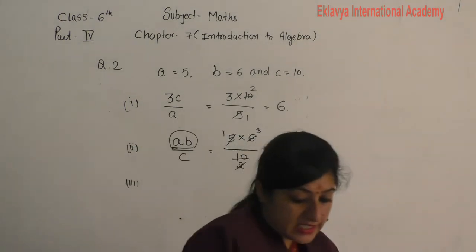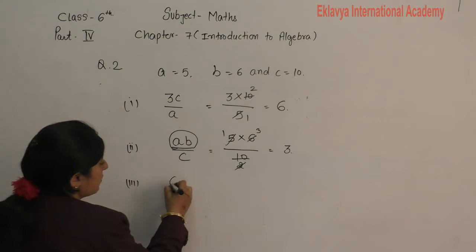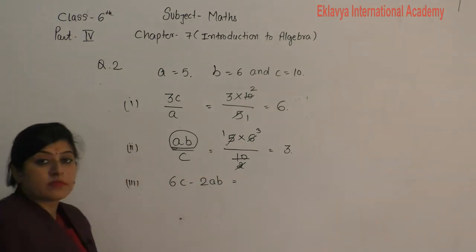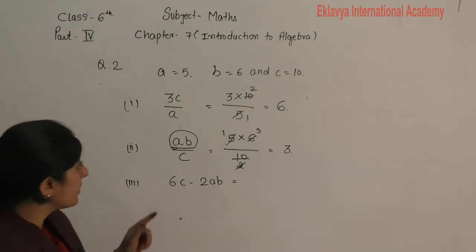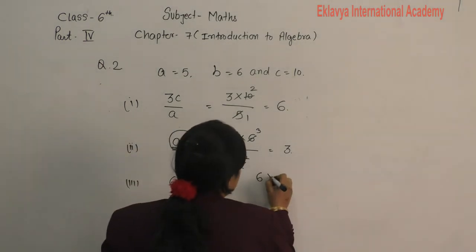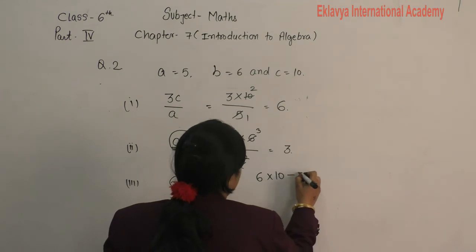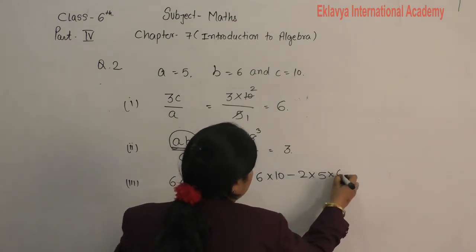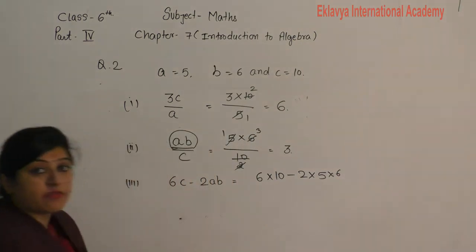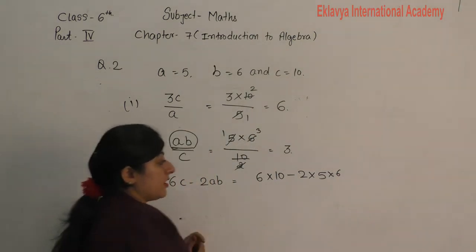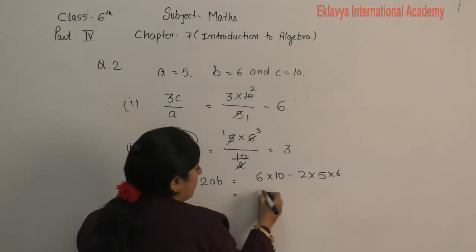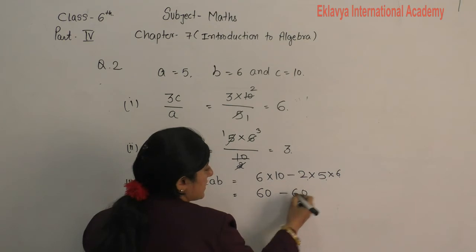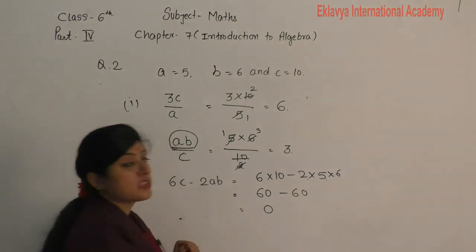Now next, see 6C minus 2AB. Then put the values: 6 multiply by 10 minus 2 multiply by 5 multiply by 6. You can use the rule of BODMAS. Multiplication we will solve first. It becomes 60. 2 5s are 10, 6 10s are 60. It means the answer is 0.